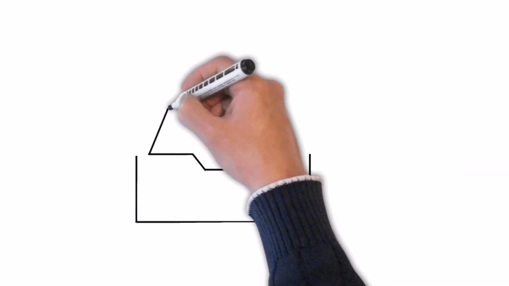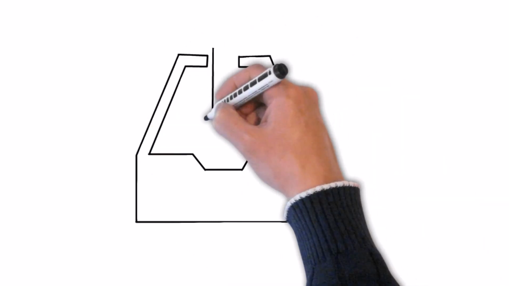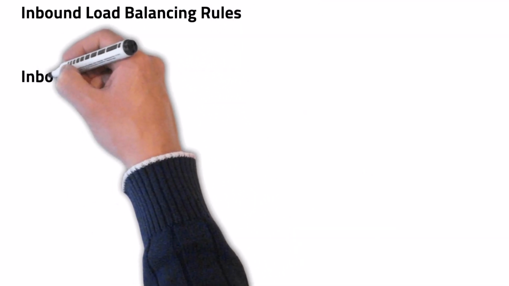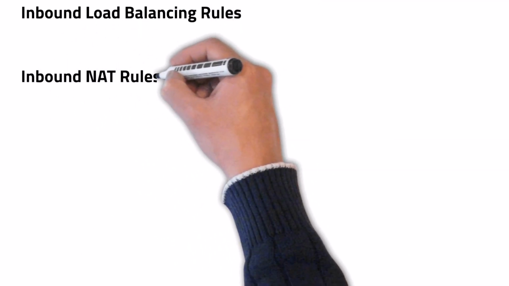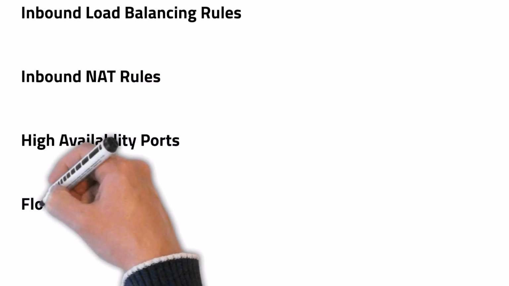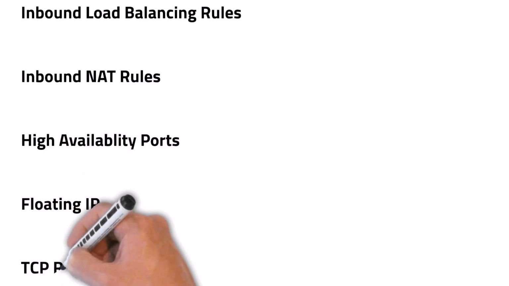Then we are going to dive into the inbound rules in more detail. We are going to see the inbound load balancing rules and inbound NAT rules separately. And we are going to cover the high availability ports, when we should be using floating IP, and why we need to consider enabling TCP reset on the incoming ports.